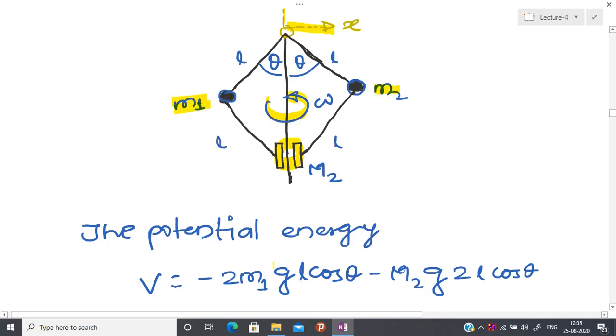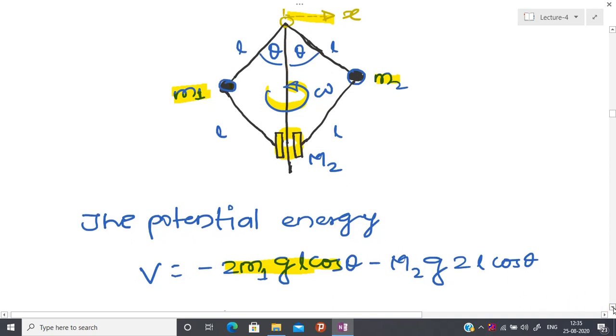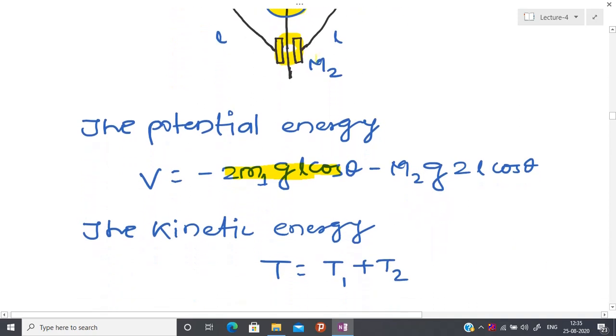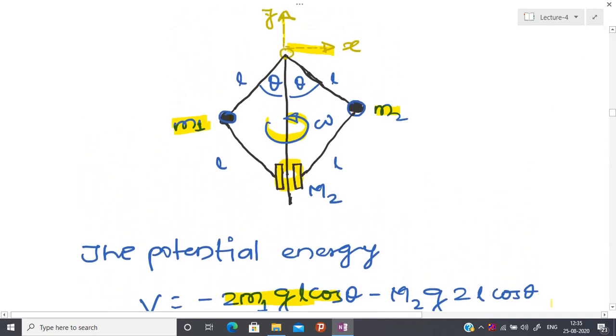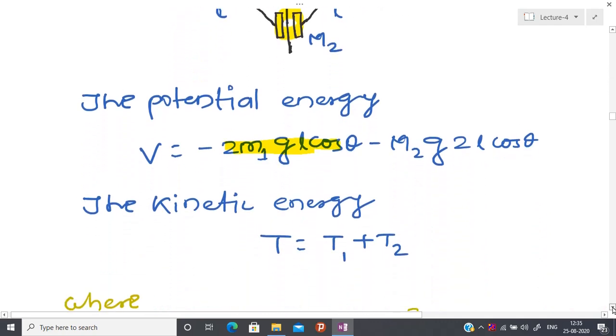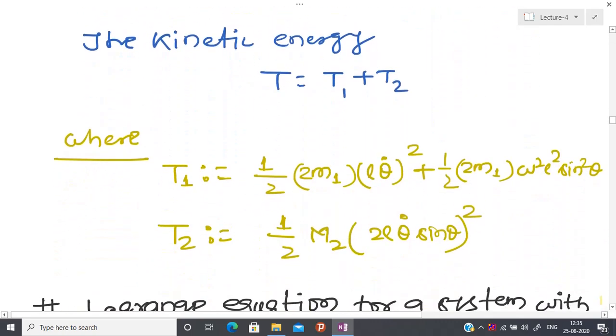And I think it is pretty easy to see why I have written it like this, because L has two projections, L cos theta and L sin theta. So as theta is moving, the potential energy is changing, and similarly I can define it for the mass m2. And for kinetic energy, you can see that mass m1 is moving as well as m2 is moving, so the total kinetic energy is nothing but the resultant of T1 and T2.